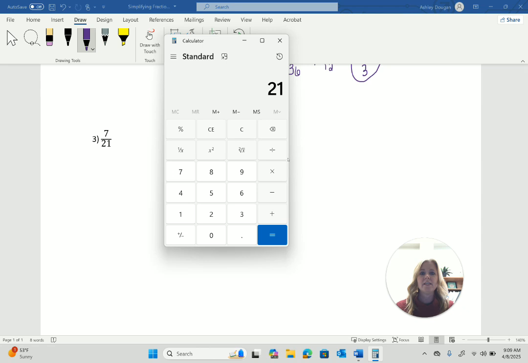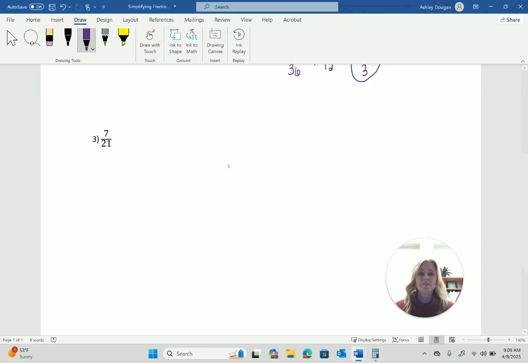So let's see if I can divide 21 by 7. And it does come out evenly. So I could reduce this fraction by 7. And remember, whatever we divide the top by, we have to divide the bottom by, and they both have to come out evenly in order for it to simplify. So 7 divided by 7 is 1, and 21 divided by 7 is 3. So we get 1/3.